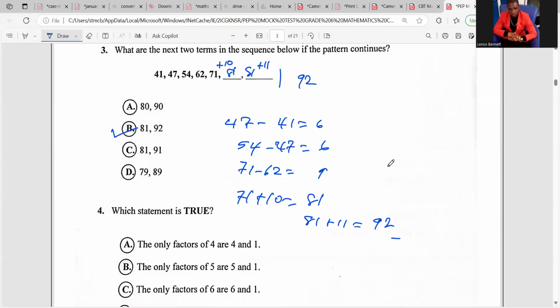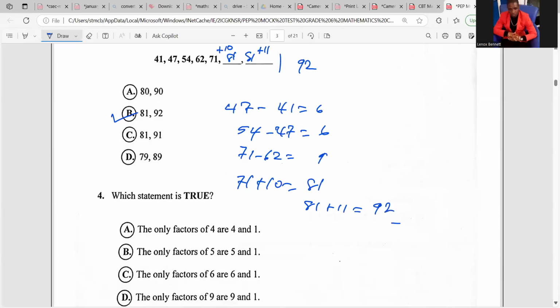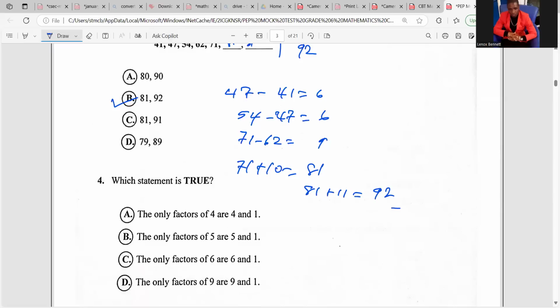Very good. All right. So you say which statement is true? Which statement is true? A, the only factors of 4 are 4 and 1. B, the only factors of 5 are 5 and 1. C, the only factors of 6 are 6 and 1. D, the only factors of 9 are 9 and 1. I think that one is pretty straightforward.